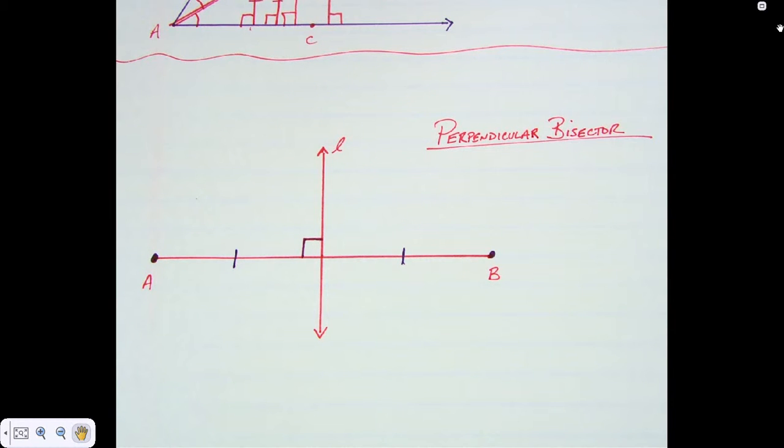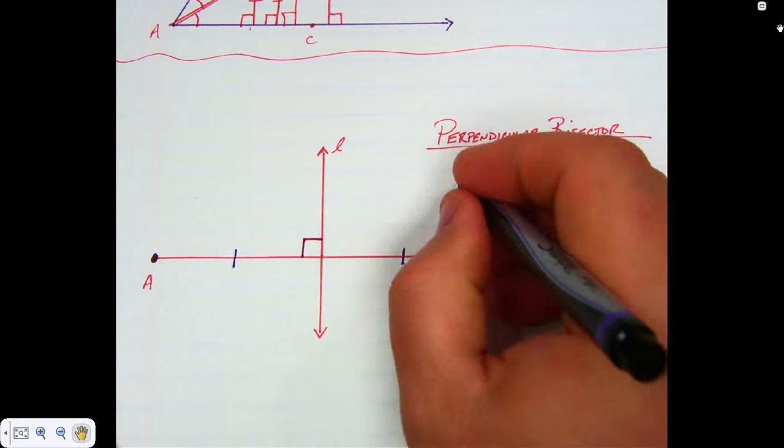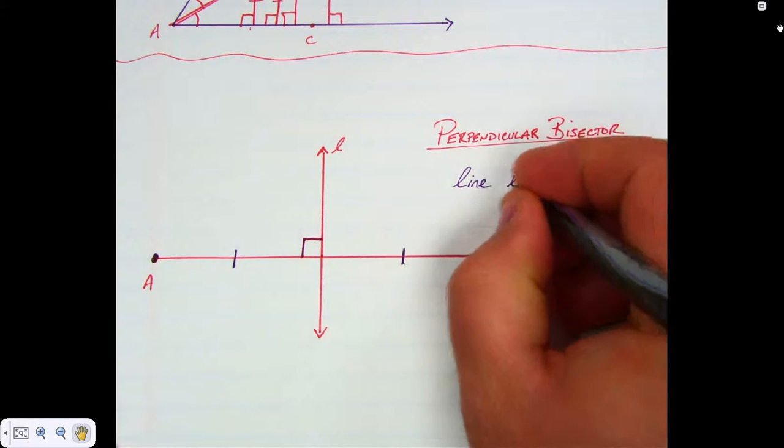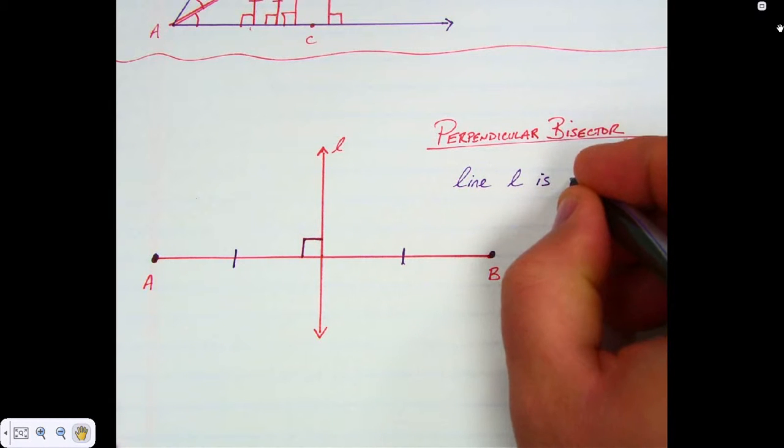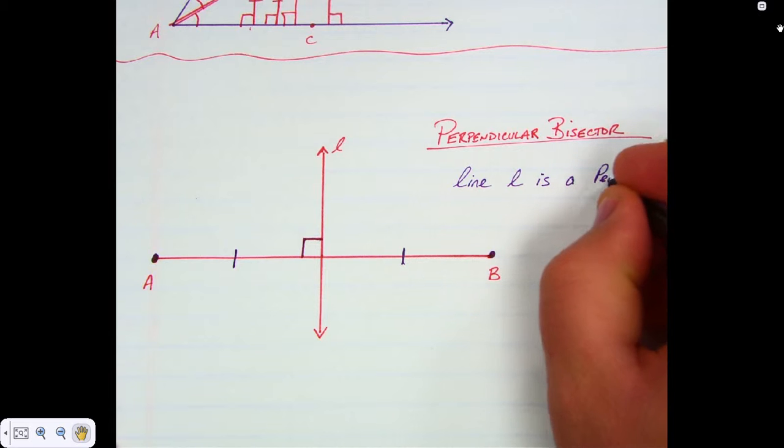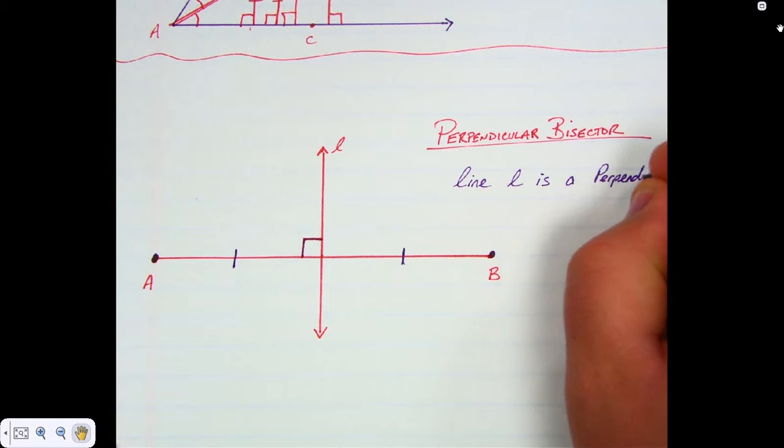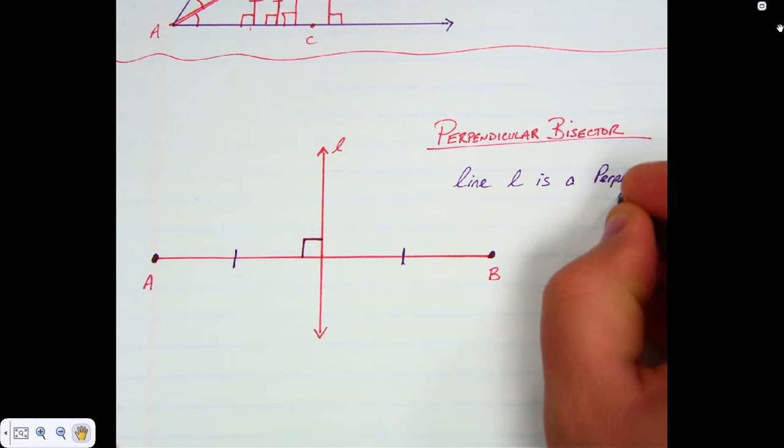How is there an A and a B if that's all the same line? Two points make up a segment. That's the end of the segment. It's segment AB, because you can't bisect a line, because it goes on forever. That's line L. It continues. So what I should say here is line L is a perpendicular bisector. And there is a difference.